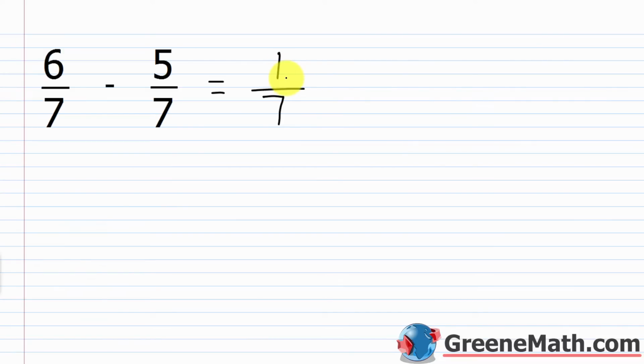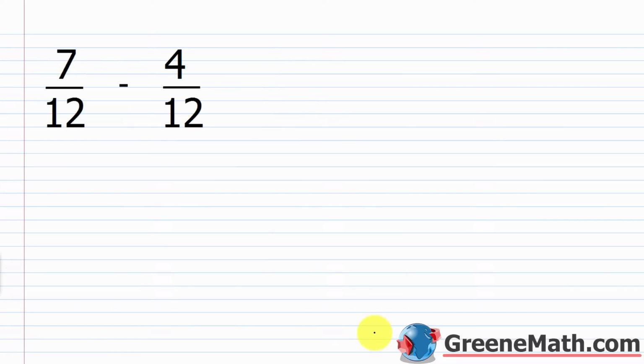So 1 can't be factored. It's not a prime number because it's excluded from that definition, but we can't really factor it. We can't do anything with it. 7 is a prime number, so we can't factor that either. We could do 7 times 1 if we want, but we really can't do anything. So 1/7 is as simple as we can make this fraction, so that's going to be our answer.